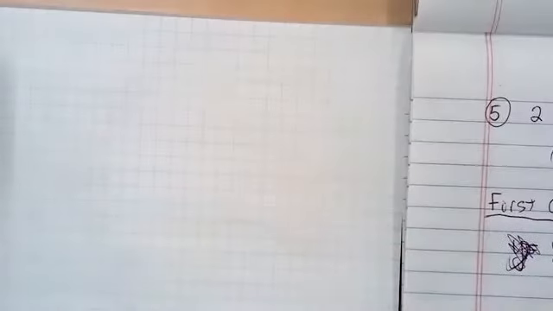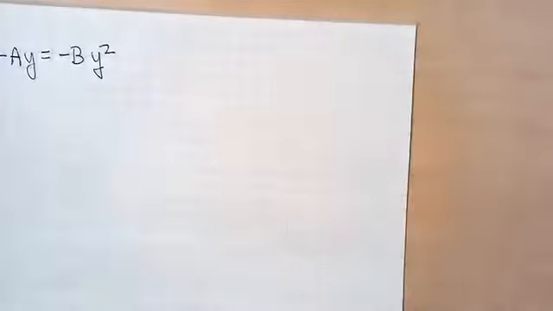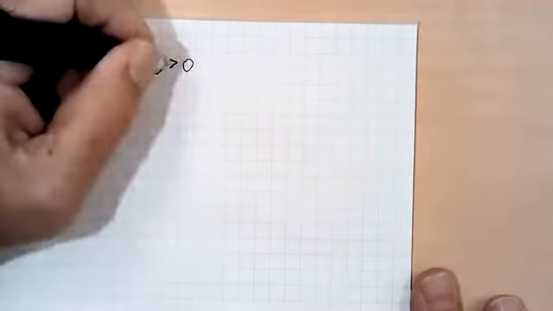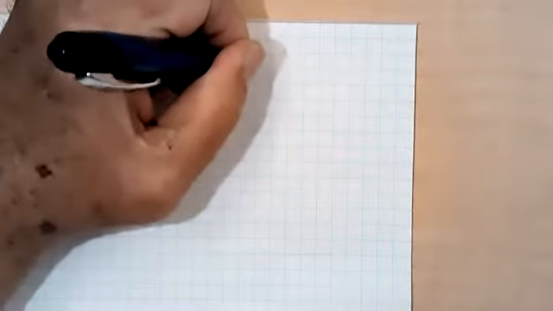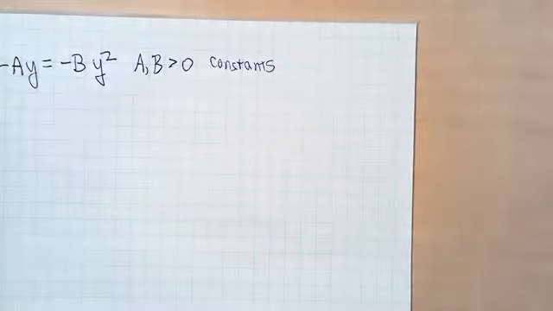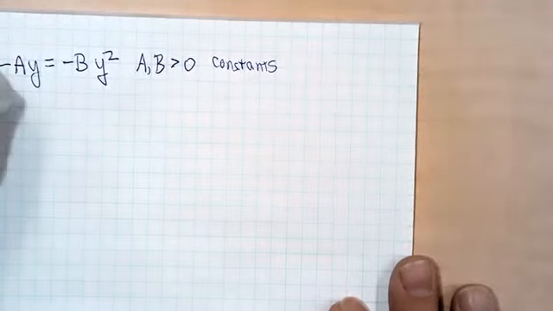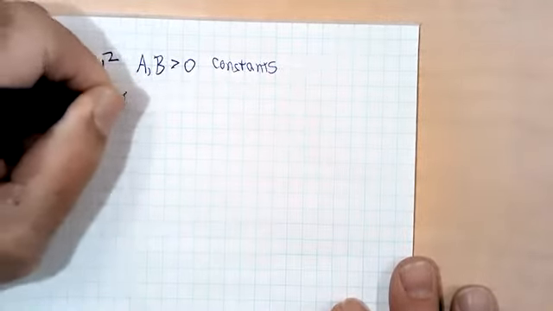Let's do this one. y prime minus A y equals minus B y squared. Now, A and B in this case, the problem says those are positive constants. So they're not functions, they're constants. And this is Bernoulli for sure. This one right here, y prime minus A y equals negative B, that would be first order linear, right?